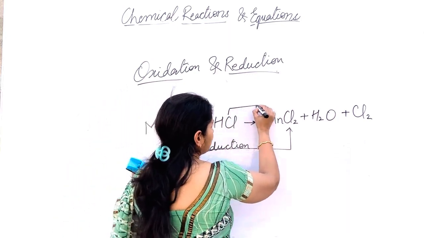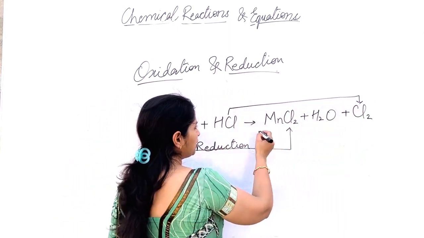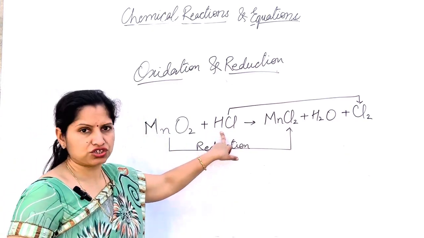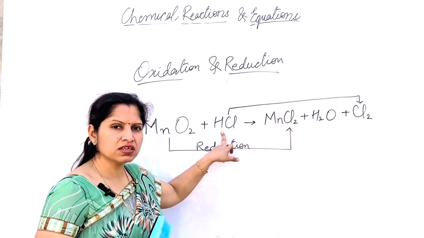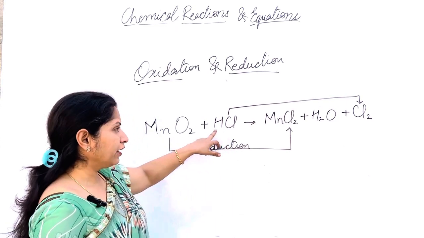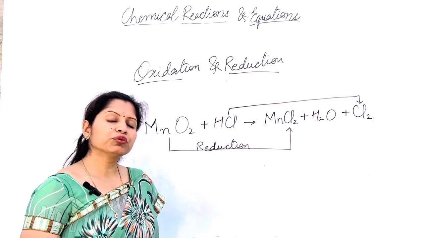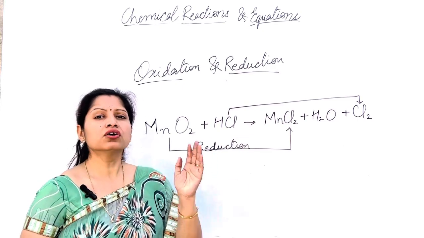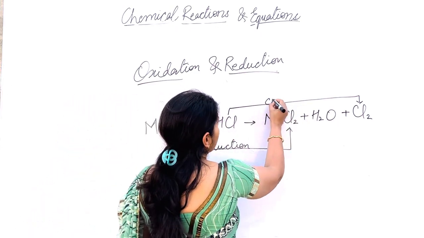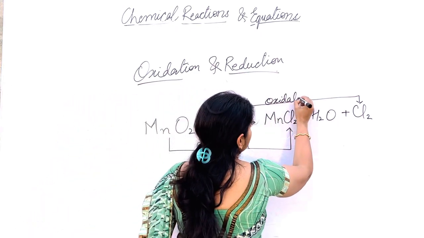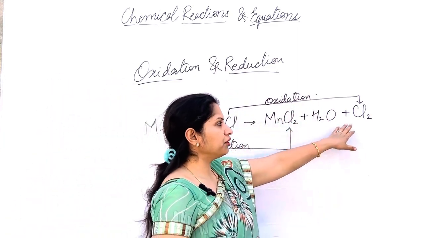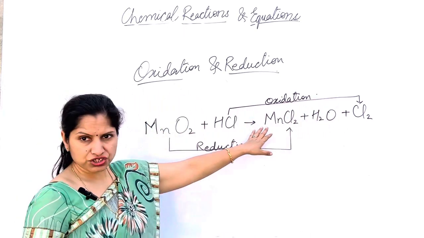And here from HCl, chlorine is being formed. Removal of hydrogen is known as oxidation. Adding of oxygen is oxidation, and removal of hydrogen is also oxidation. So here hydrogen is removed from HCl to form chlorine gas. So that is the oxidation process.